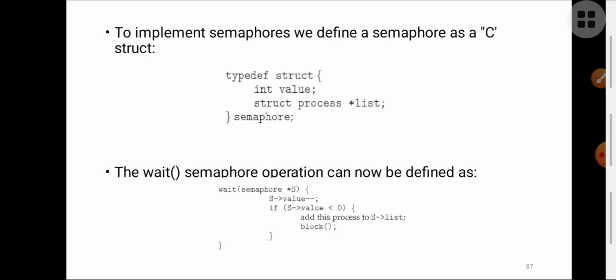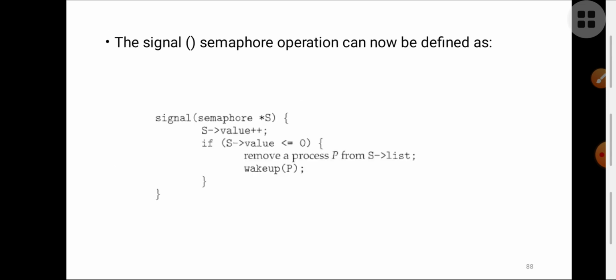The signal semaphore operation is defined like this: signal(semaphore *S): S->value++. Since it is an increment operation, it increments the value of the count. If S->value is less than or equal to 0, then remove a process P from the list and wake up P. It means remove that process from the list and then wake up that process P.